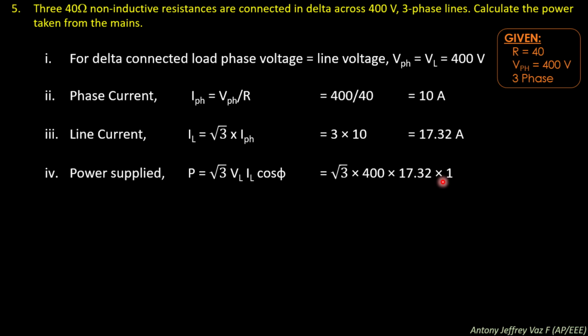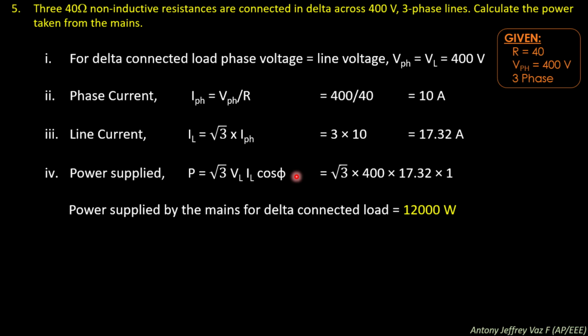Why the power factor is 1 here is, you can see it is a non-inductive resistance load. So if it is a non-inductive resistance load, then a pure resistance will be present in the load. So for a pure resistance, the phase voltage and the phase current will be in phase. So the power factor will be unity. Power supplied by the mains for delta load is 12,000 watts.